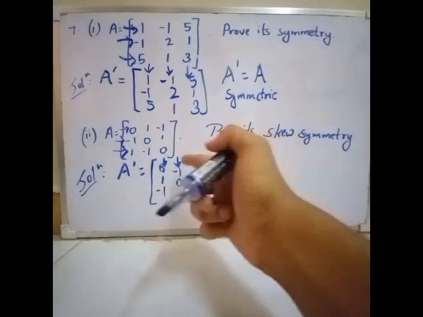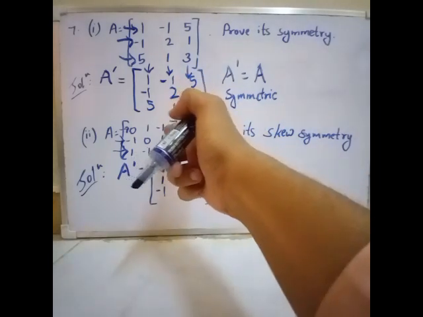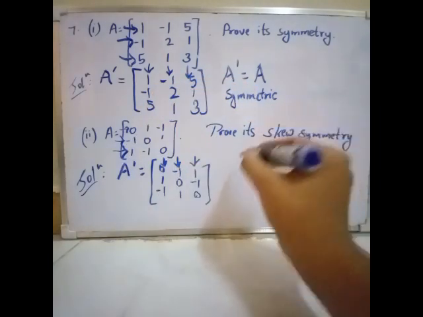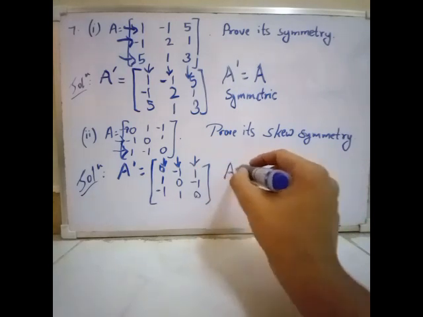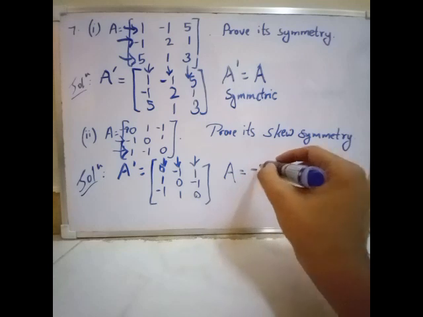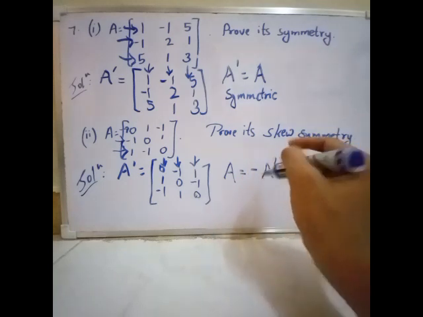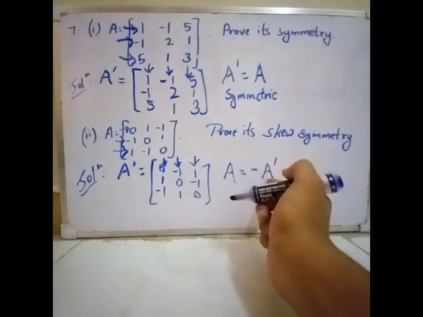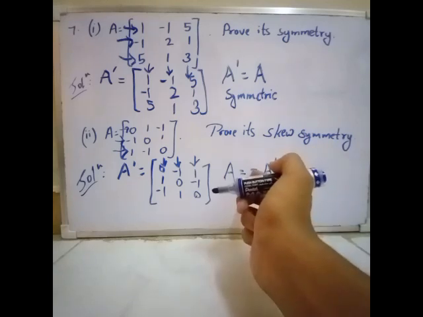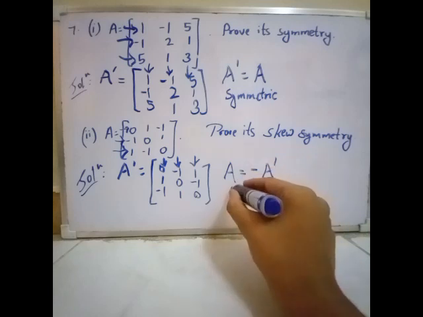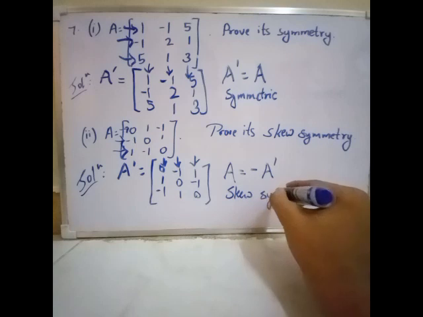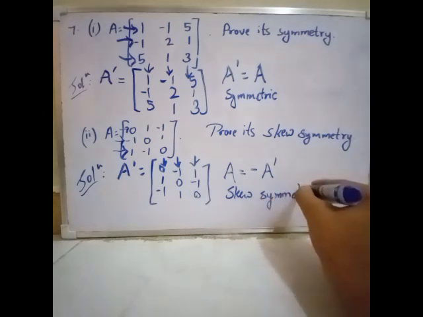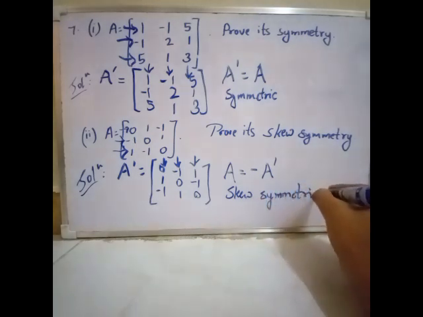So if you compare, instead of 1 we are having minus 1 here, and instead of 1 we are having minus 1 here, right? So both are having just the opposite signs. So A is equal to negative A dash, right? It's equal to A dash, but just the sign is opposite. It's a negative sign, so it is a skew symmetric matrix. So thus we have proved this is a skew symmetric matrix, right?